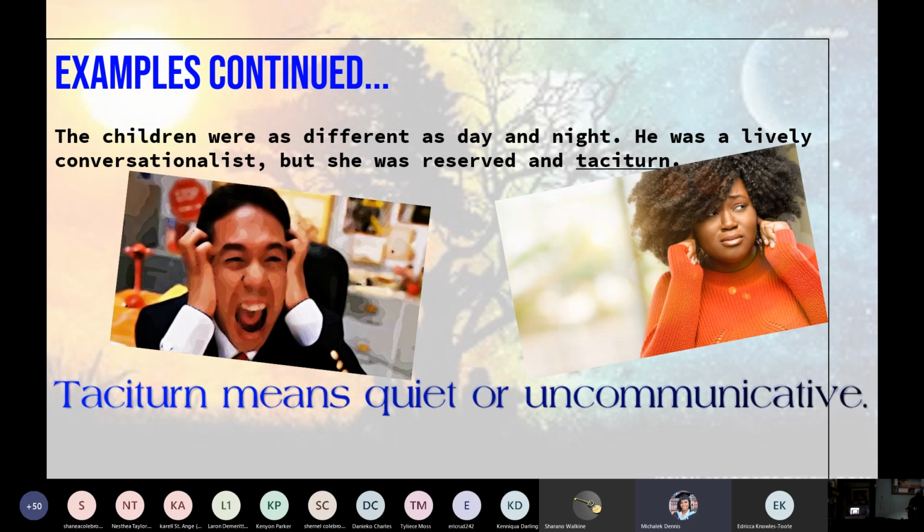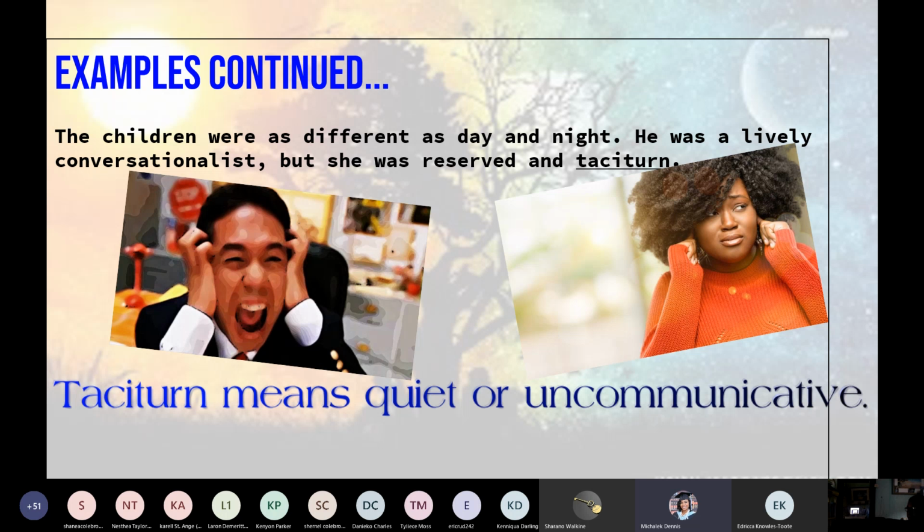Okay, so taciturn means quiet or uncommunicative. Yes, you guys are correct. And what word in the sentence actually signals that they were both the opposite of each other? Remember, we said certain things can be in the sentence or around the sentence. Someone said they went on Google. That's okay, at least you're trying. But you guys are correct.